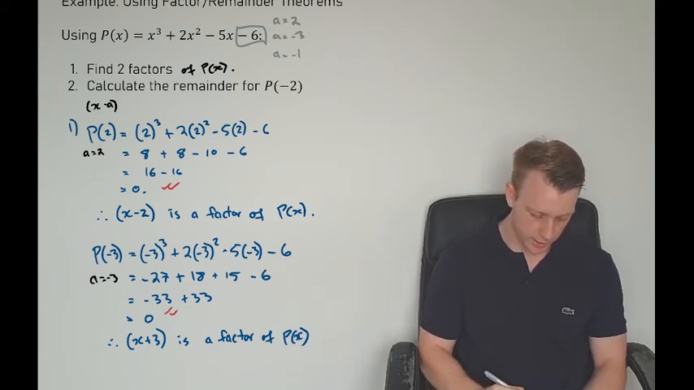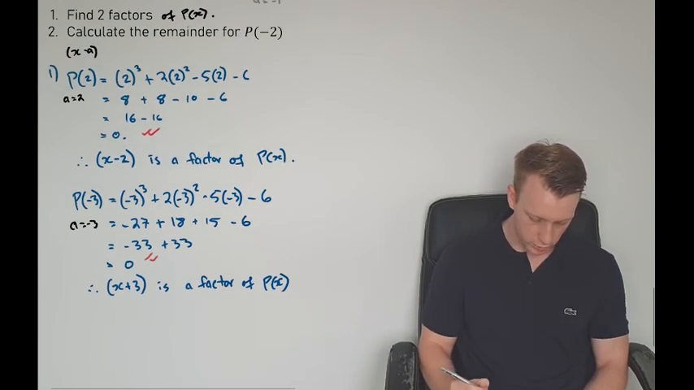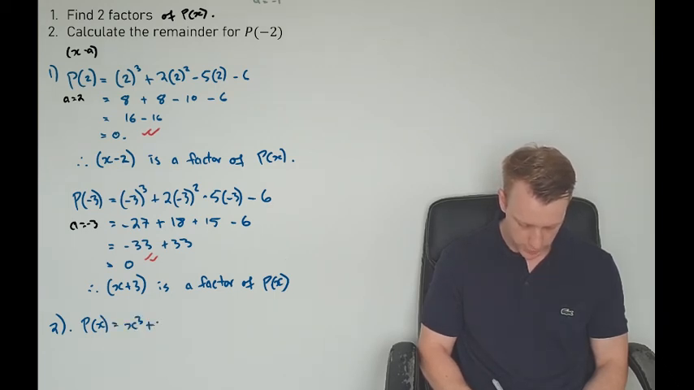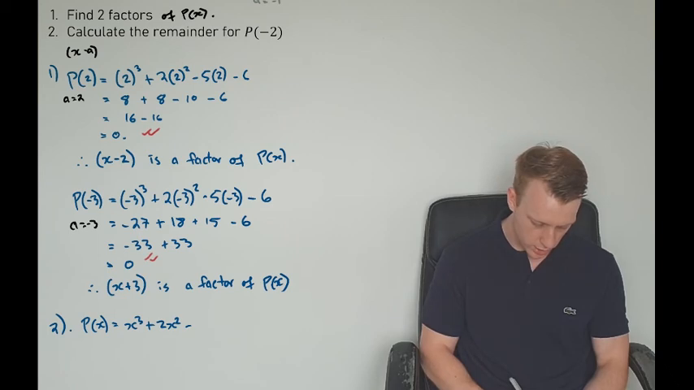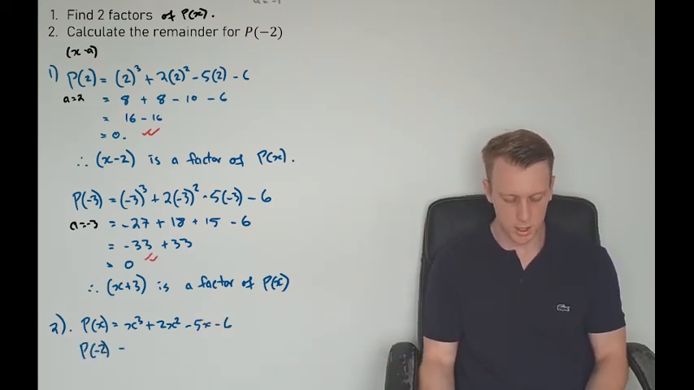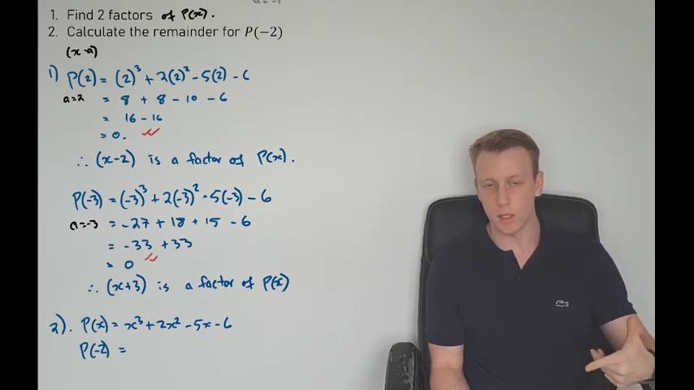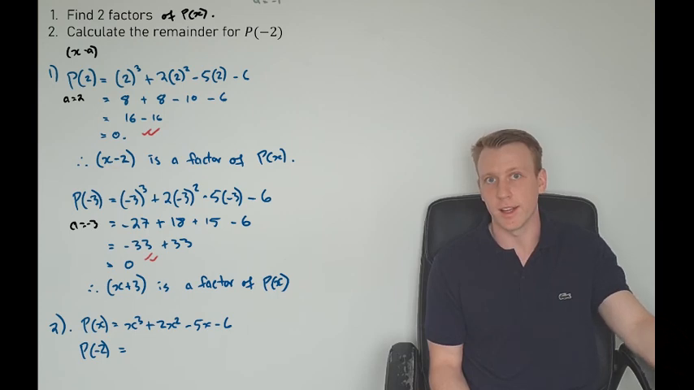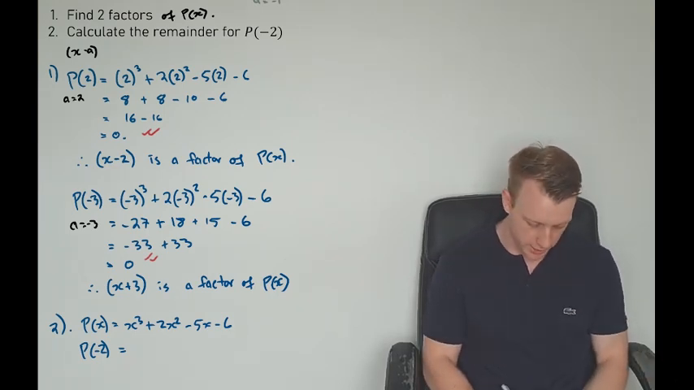Second part here is calculate the remainder for P equals -2. So I know P of x is equal to x cubed plus 2x squared minus 5x minus 6. To find the remainder, I just evaluate it. Because really with the first one, I was evaluating for given points, and I wanted the remainder to be 0, because that meant I had a factor. Here, I'm going to get a remainder, as the question is suggesting.